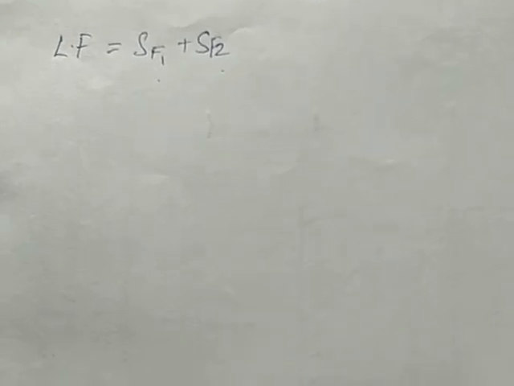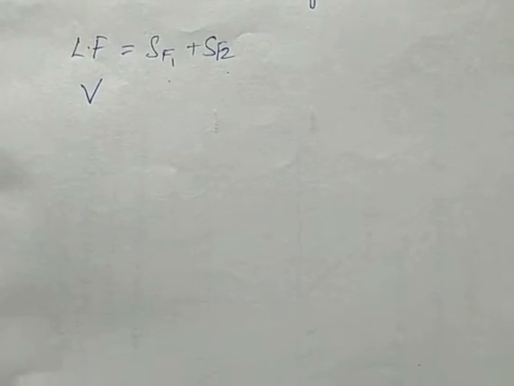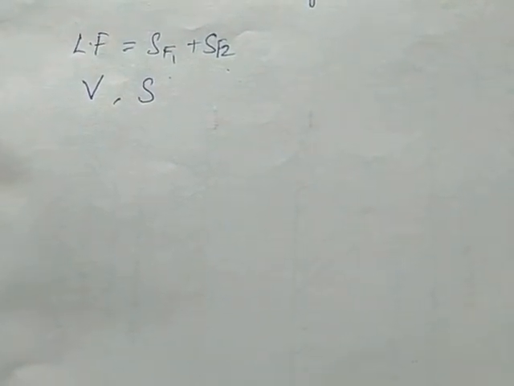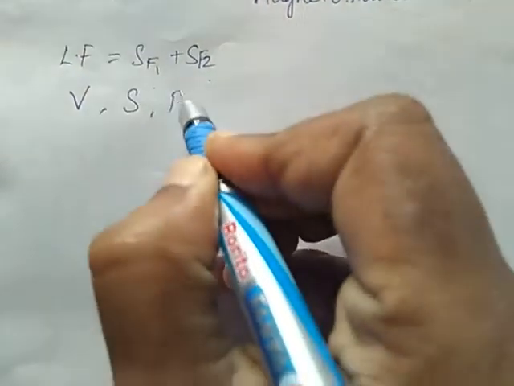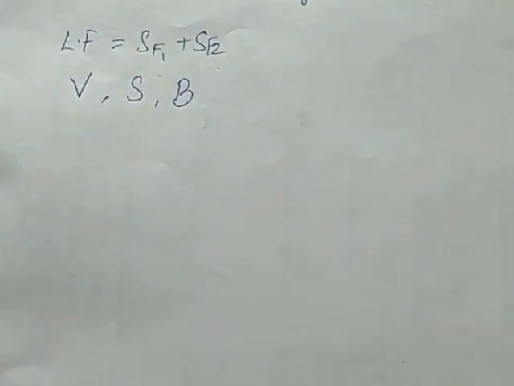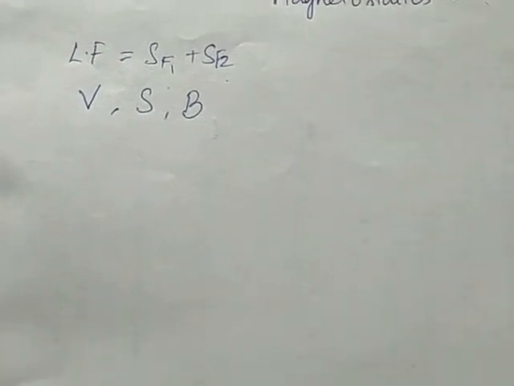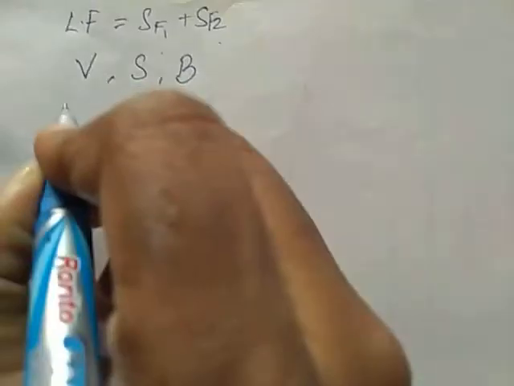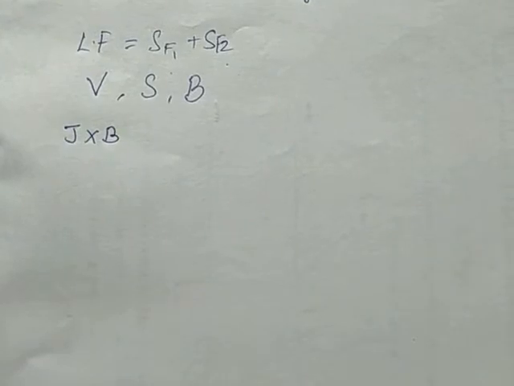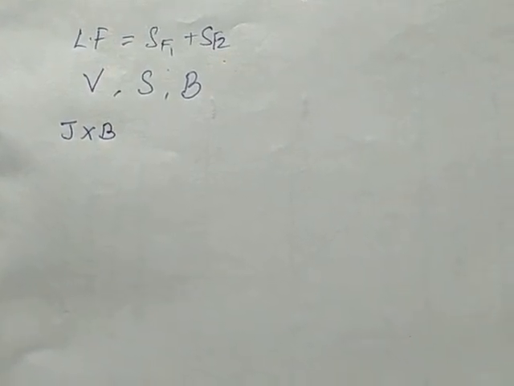Now we are going to consider some volume V. V is the volume of the conducting fluid bounded by the surface S, under the influence of magnetic field B. We know the Lorentz force, which is the magnetic body force or Lorentz force per unit volume of the conducting fluid, is given by J cross B.